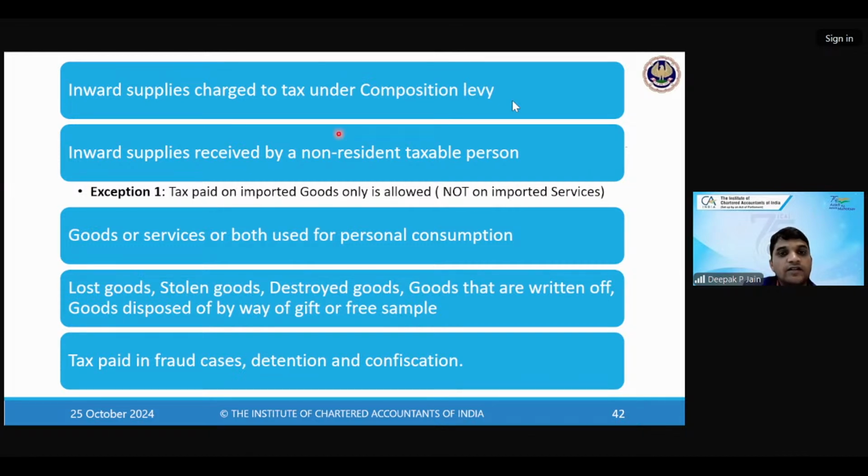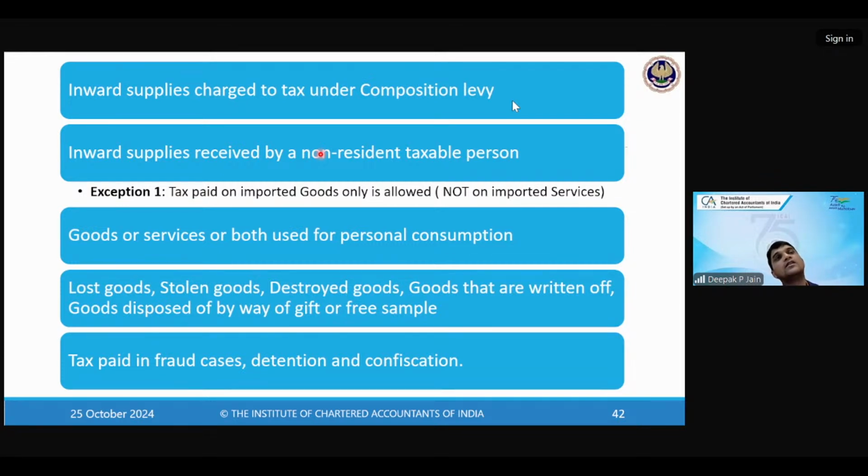Then any kind of inward supply received by a non-resident taxable person. A non-resident person is coming to India and doing business. So he's a non-resident, that's why he will not get the credit. The exception is that tax paid on imported goods is allowed. So when he imports some goods, then credit on such goods will be available. But if he's importing services, again he has to pay RCM, and no credit is available. Locally, if he's purchasing something, he will not get the benefit of the GST.